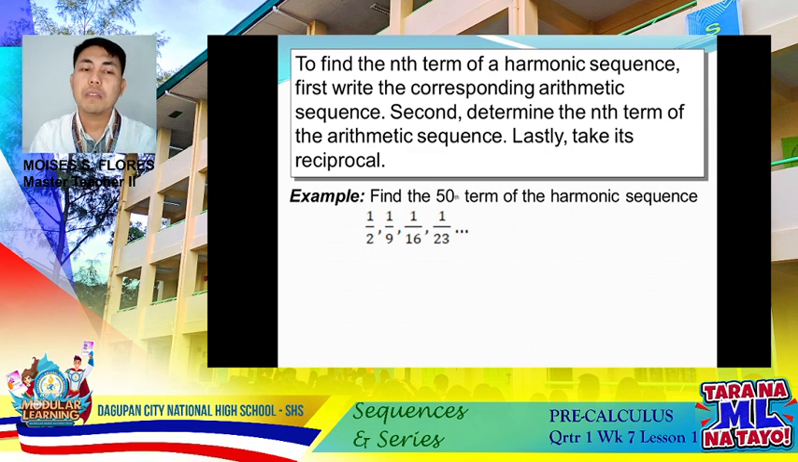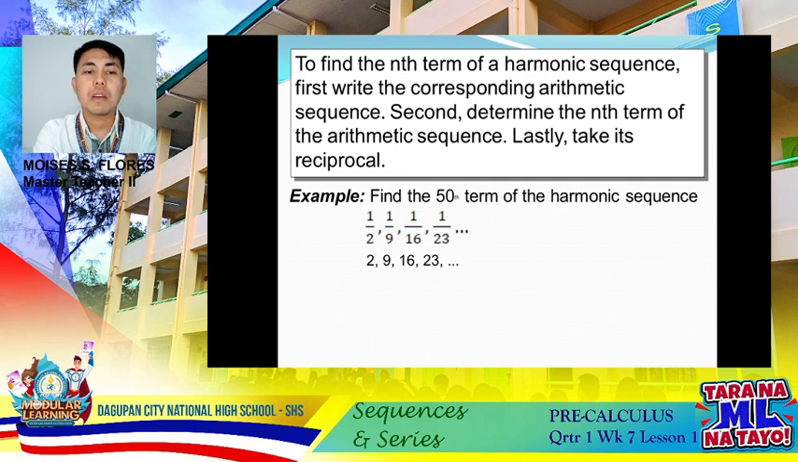So again, if we don't have the formula, what do you observe? If we are going to do it manually, it would take time to compute the 50th term. How about the 100th term, or a bigger term? So again, from the first step, we convert it into an arithmetic sequence. Your 1 half is 2, 1 over 9 is 9, 1 over 16 is 16, 1 over 23 is 23. Get the reciprocal first, and then of course, what will be the common difference? 9 minus 2, 16 minus 9, 23 minus 16.